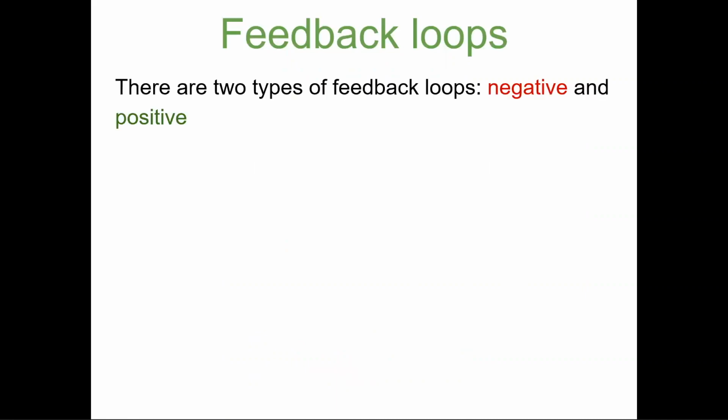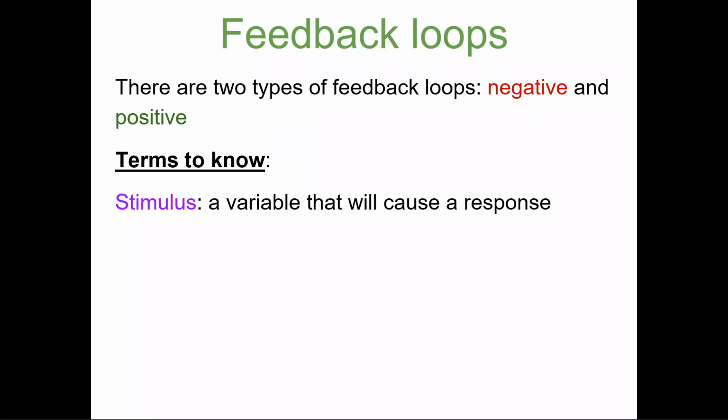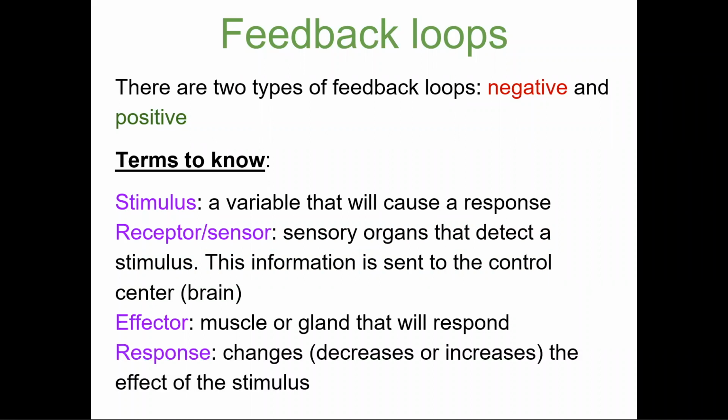All right. So there's basically two types, negative and positive, and you need to know some terms that are associated with that. These are the four terms we're going to take the rest of this lesson into. A stimulus is just the variable that causes a response. And then receptor, sensor, that's self explanatory. It might be the brain, it might be another nerve cell near the brain, or that sends messages to the brain. And then effector, in this case, we're thinking about muscles or glands that will respond to that stimulus that was sensed. And then the response either increases or decreases the effect of that stimulus, right? Um, and so let's get into the two examples that we're going to use for negative and positive.